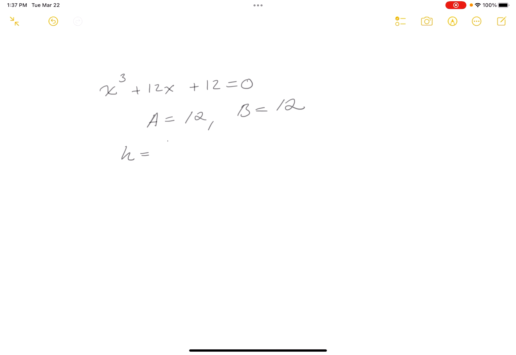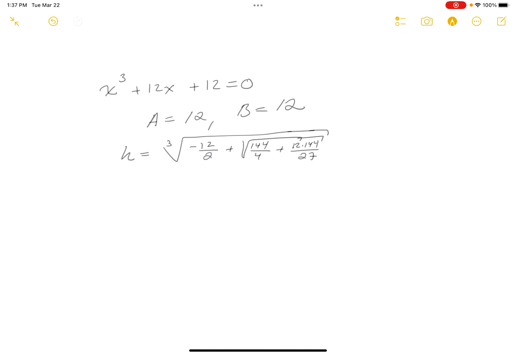It's a cube root, and it's going to be minus the b. Well, minus the b is minus 12 over 2 plus a square root of b squared. Well, b squared is 144 over 4 plus a cubed. Well, that's a little more difficult. A cubed is going to be 12 cubed. I'm just going to write it down as 12 times 144 over 27.